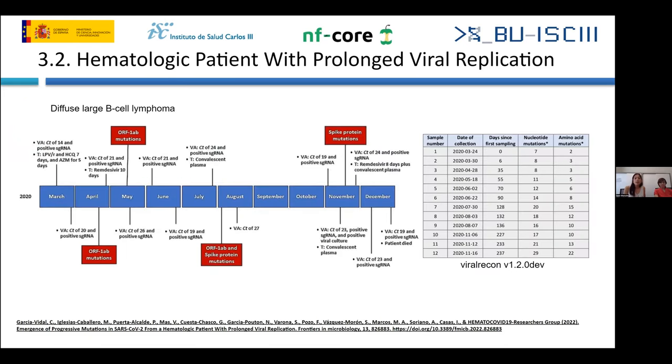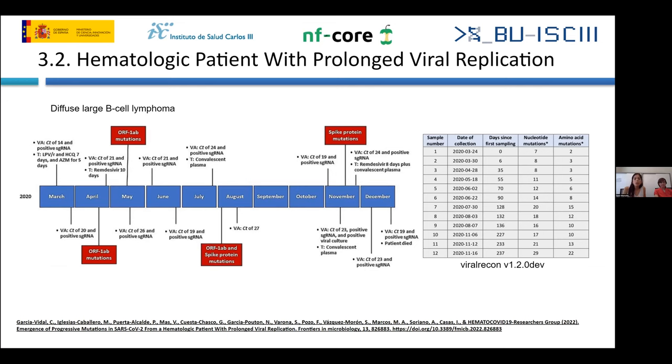The second example is about an immunodepressed woman that had prolonged viral replication. So she was receiving immunochemotherapy, and 6 months after the last cycle of immunochemotherapy, she was admitted to the hospital, being positive for SARS-CoV-2 RT-PCR. After 9 months of being discharged and readmitted to the hospital, being RT-PCR positive for SARS-CoV-2 and receiving antiviral drugs and convalescent plasma, the woman died.